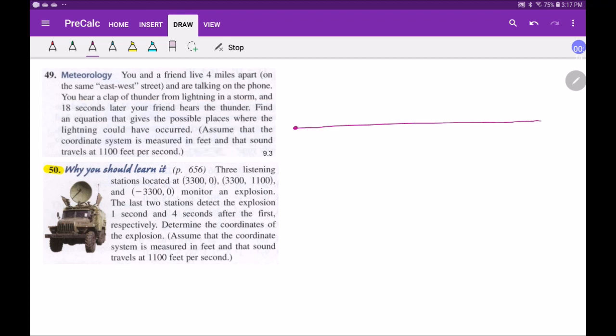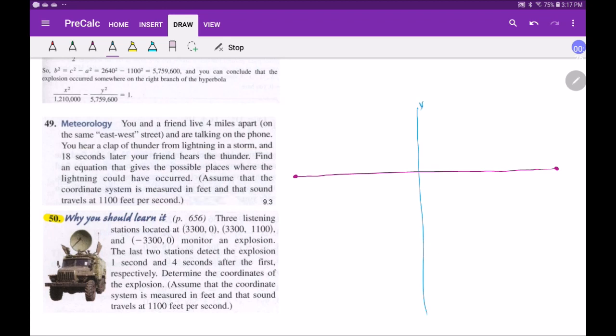Here's my friend over here, and I go a little bit further. Here's me over there. And let's see, where's my y-axis? I'll say my y-axis is right in the middle. Does that look like it's in the middle? I hope so. And I know that I'm 4 miles away from my friend. So this distance right here, beautifully demonstrated there.